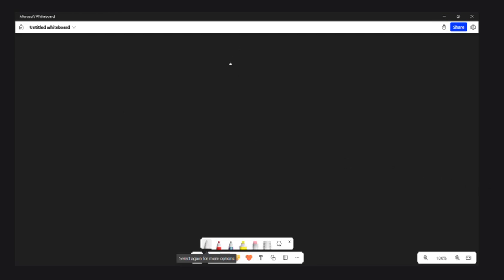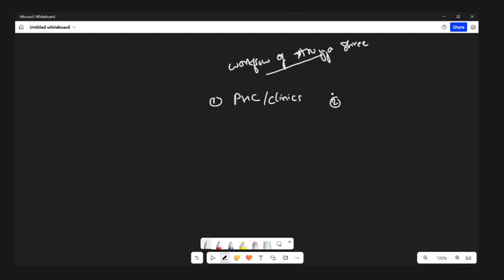Discussing about the workflow of ArogyaShree. Workflow of ArogyaShree we will be discussing here. So basically, ArogyaShree is divided into two parts. One is for the primary healthcare centers or clinics, and another is for users. So we will be discussing what will be there for the primary healthcare centers or clinics and what will be there for the users.